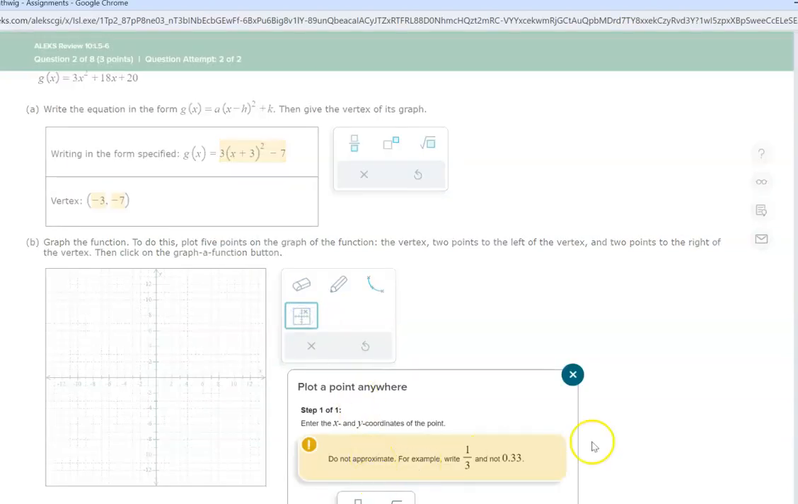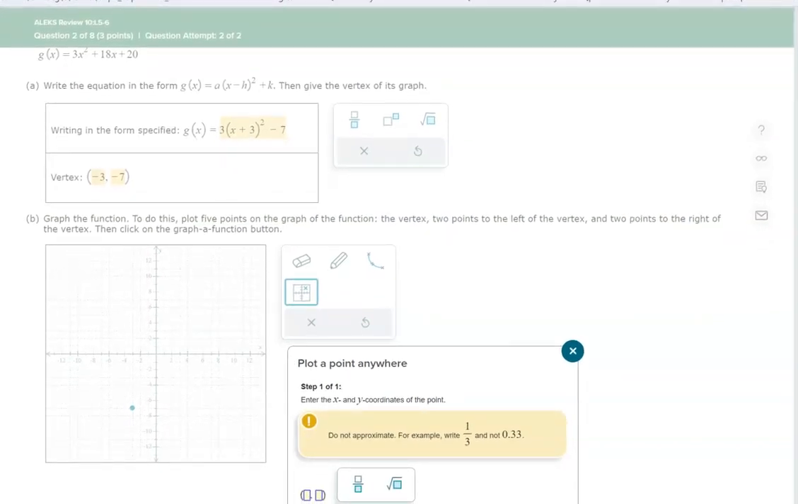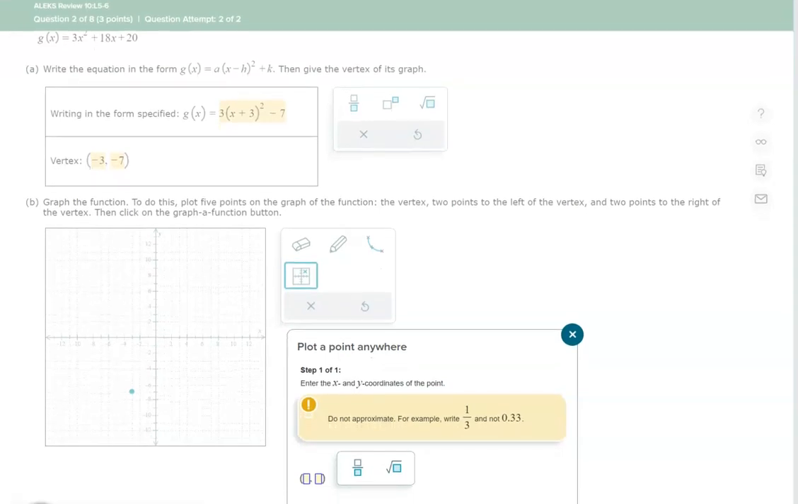So now I'm going to come down here to my graph, and I'm going to plot my vertex. I'm just going to type in negative 3, negative 7, and plot that point. And let me just bring this down just a tad so you can see what I'm plotting in there. Okay, and then I'm going to use my calculator for the other parts.